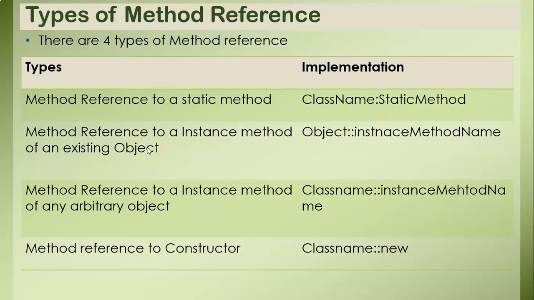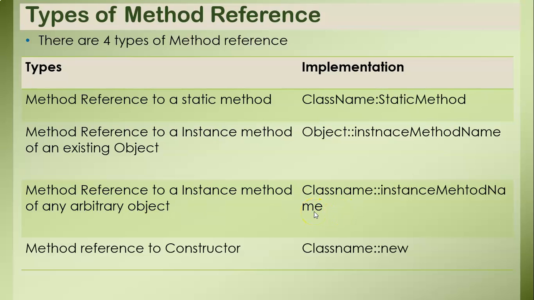Next is calling a method on a particular, specific object. When you are calling an instance method on an object, the syntax is the object, then the double colon operator, and then the instance method name. The third way is calling a method reference to an instance method of an arbitrary object, not a specific object that you have. In that case, the syntax is the class name, then the double colon, and then the instance method name.